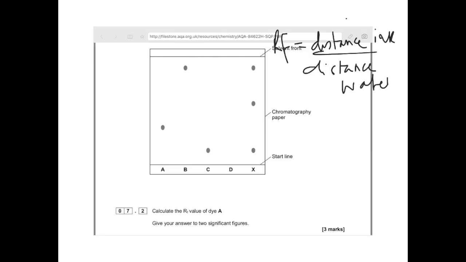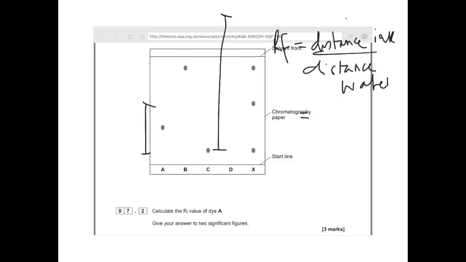So in that case, for the distance moved by ink, get your ruler and literally measure this exact distance here. And then for the distance moved by the water or the solvent, get your ruler and measure this line here, which will give you 2 numbers.